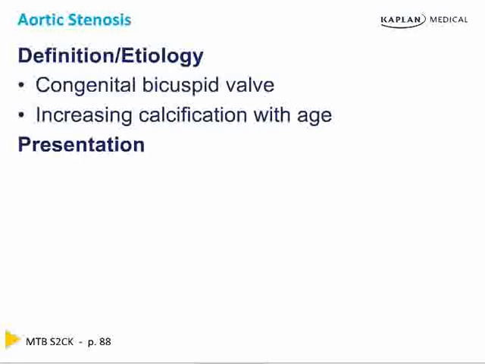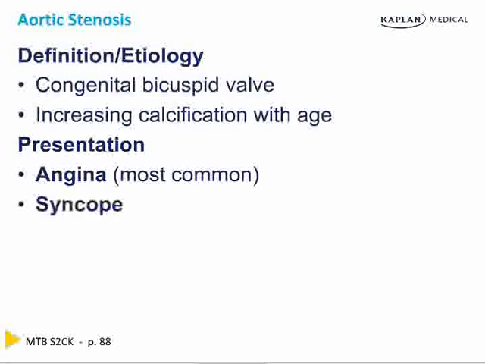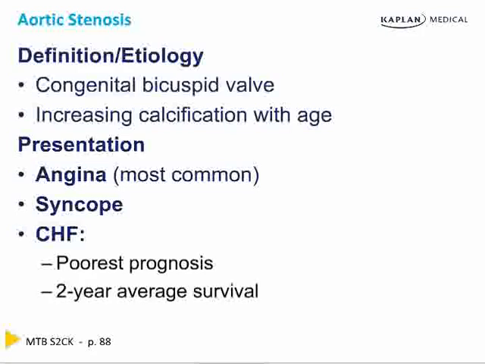The most common presentation of aortic stenosis is angina. The most common wrong answer is syncope, because syncope is not the most common presentation. But I thought it was. You're wrong. The worst prognosis is congestive heart failure. You have a survival with congestive failure of aortic stenosis of about 2 years. You see, it's like cancer of the heart. It's about the same survival as metastatic cancer. You got to get in there and replace that valve before it dilates up.